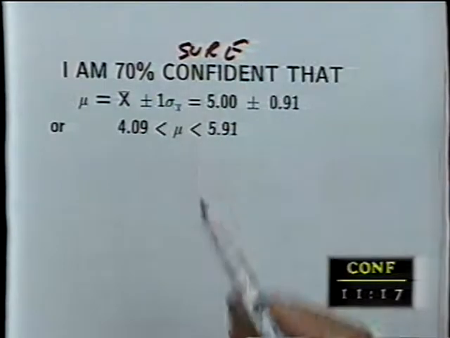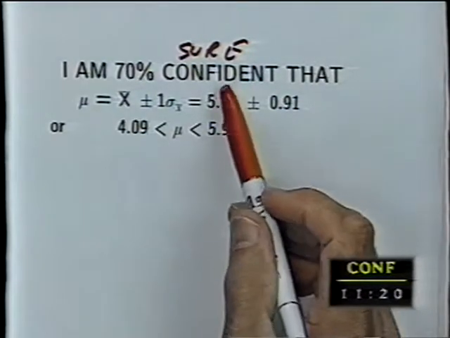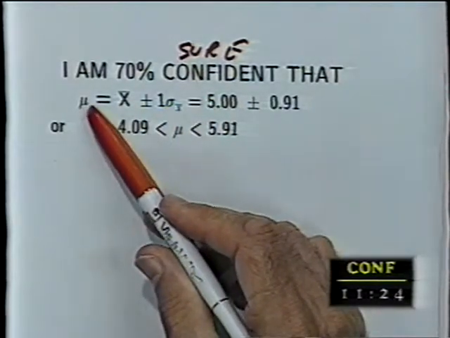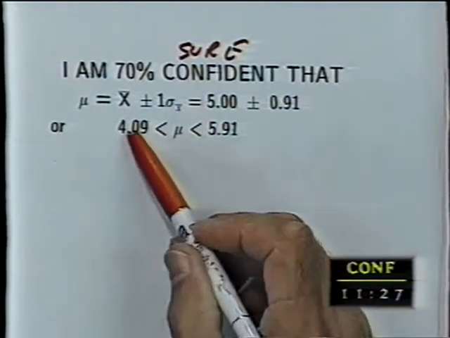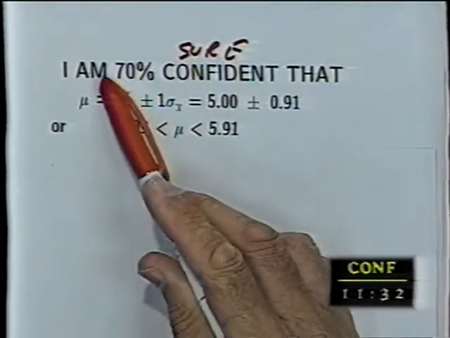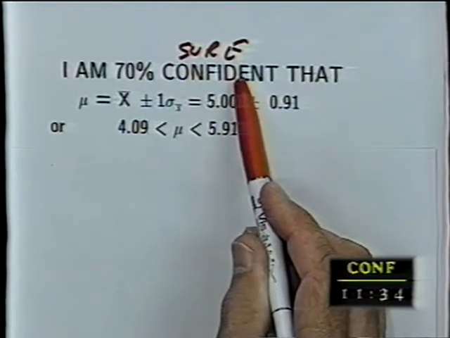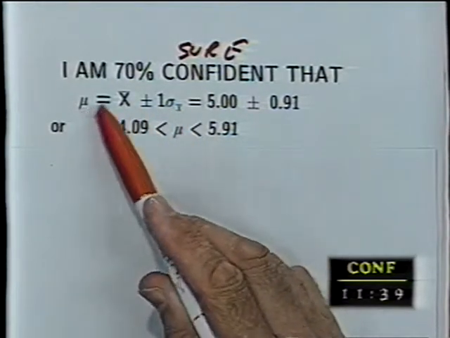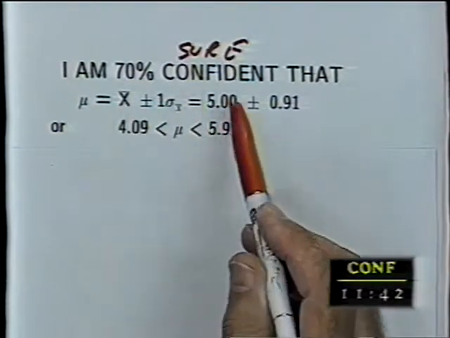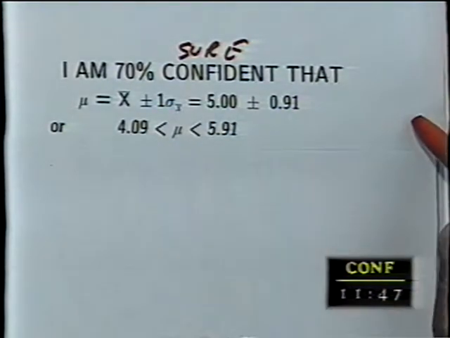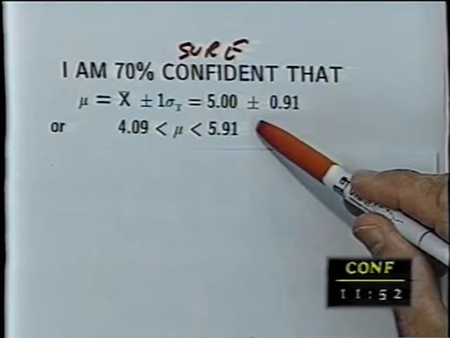I am 70% sure. That means there's a 70% chance that x bar is within 1 standard deviation of the true mean. The way we write it is that the mean seems to be varying, but it's not. There's a 70% chance, or I am 70% confident, 70% sure that the mean is within 1 standard error of the average. That gives me an interval called a confidence interval. This is a 70% confidence interval for the mean.